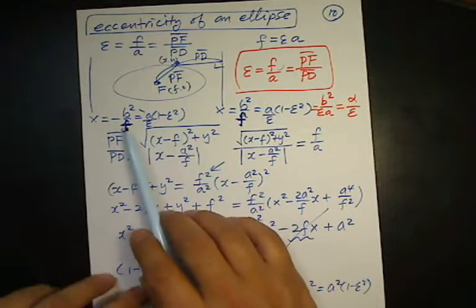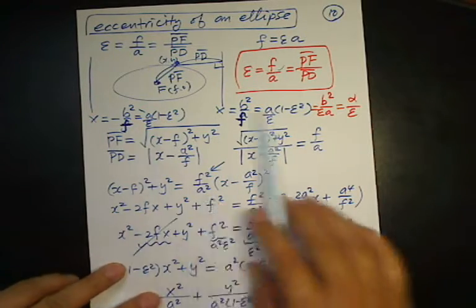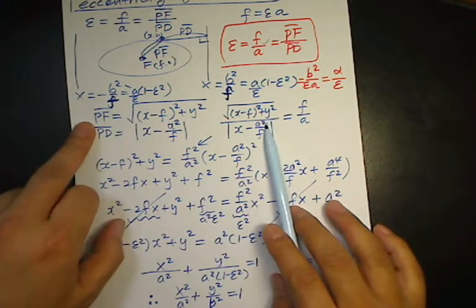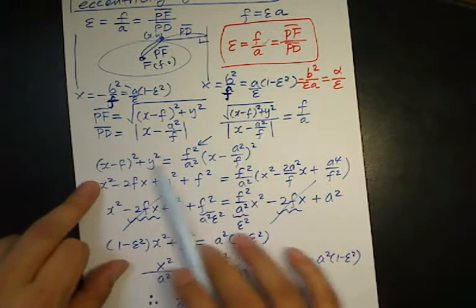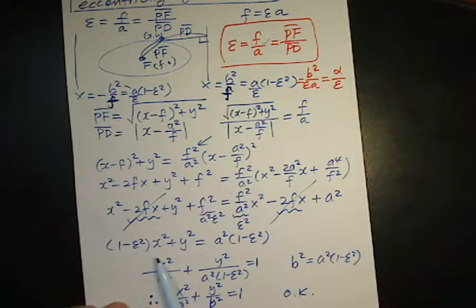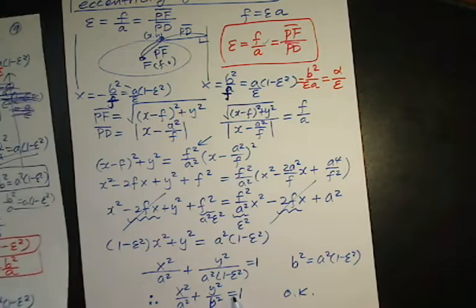The parametric equation can be found by taking the ratio of PF and PD. We square this equation to find the quadratic form, and after cancellation we find 1 minus epsilon squared times x squared plus y squared is this form. We divide both sides by a squared times 1 minus epsilon squared, and we find that b squared is a squared times 1 minus epsilon squared. So the elliptic form is completely open.